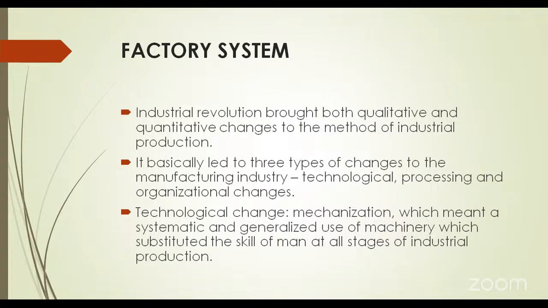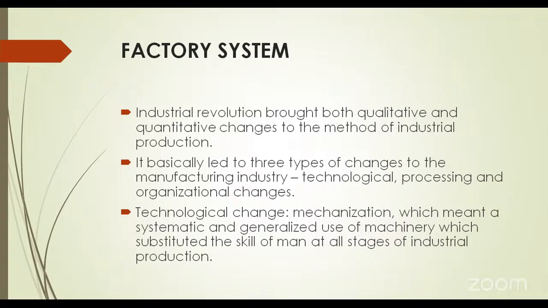The revolution brought both qualitative and quantitative changes to the method of industrial production, three types of changes to manufacturing: technology, processing, and organization. So once industry came in, obviously you needed technology, you needed processing, and you also needed organization. As society becomes more complex, you need ways and means of organizing it.